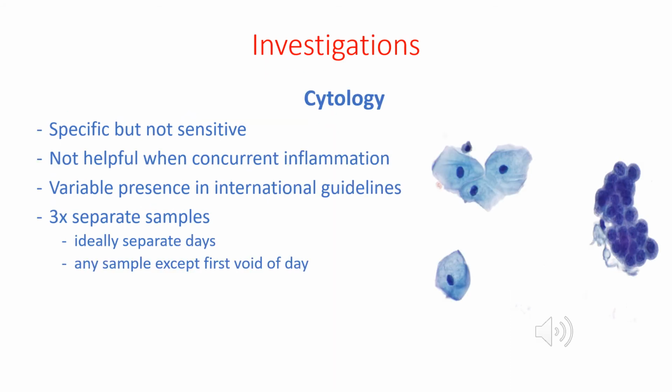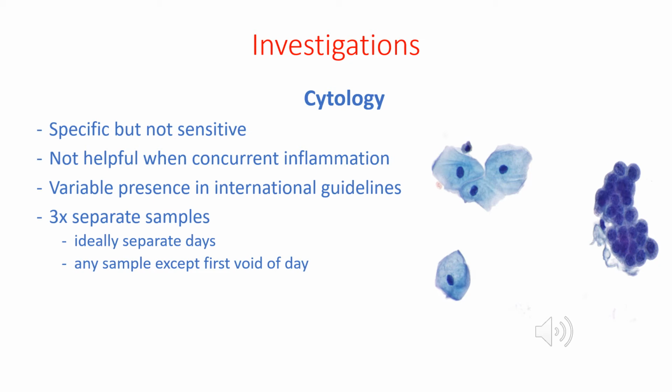Urine cytology is a specific test, but it's not very sensitive, meaning that a negative cytology doesn't really help you prove anything, but when it's positive, it's highly indicative of the presence of an underlying malignancy. Things to remember are that, one, it's not helpful when there is concurrent inflammation. So if there is autoimmune inflammation or inflammation caused by infection, it is not a reliable result. The second thing is it's not very widely accepted internationally. Some countries recommend it in the workup, others don't.